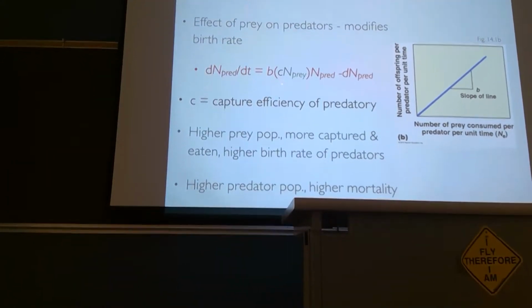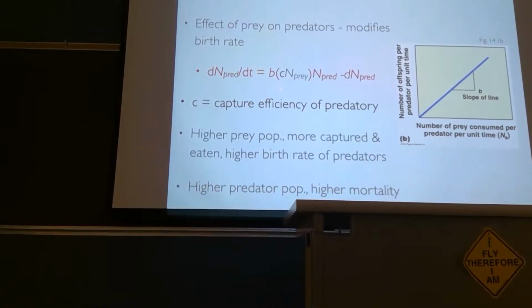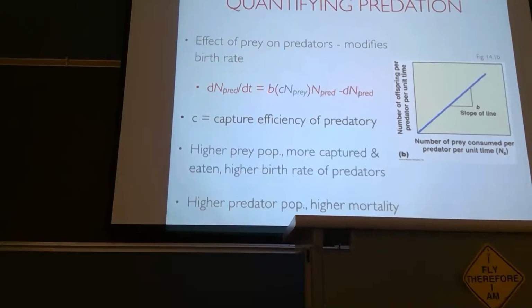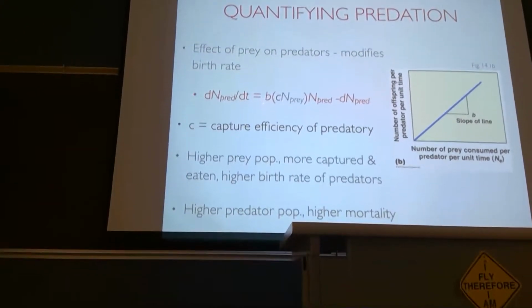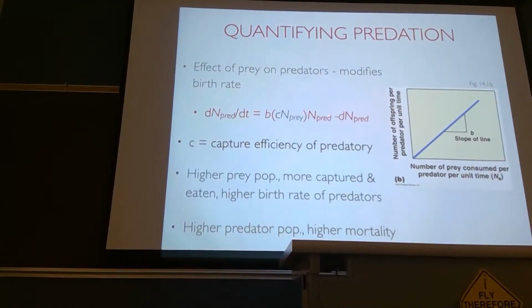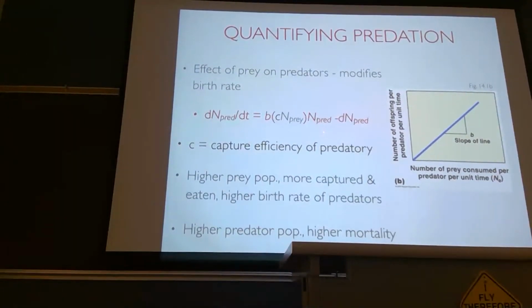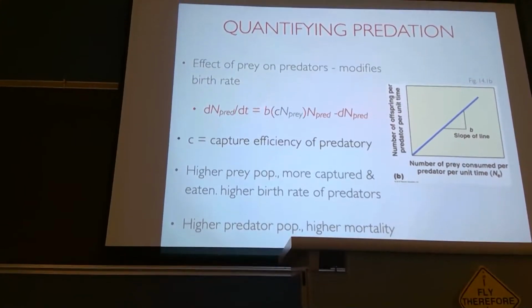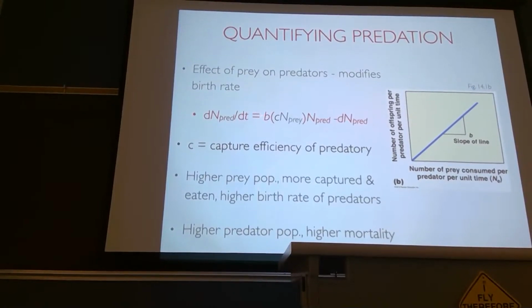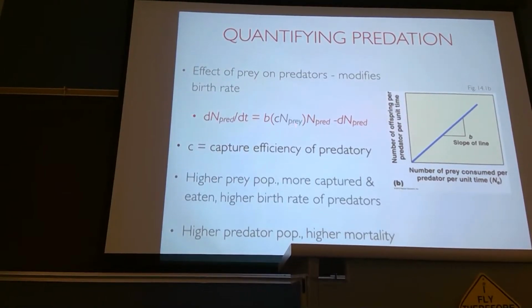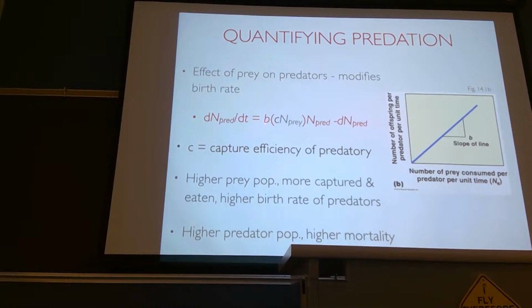The better your capture efficiency, the more you will eat, the more your birth rate will go up. The better you are at transforming food into babies, the bigger B is, the more your birth rate will go up. That's also dependent upon your current population size as a predator. This term essentially is R that we looked at in our last equation, the per capita growth rate. It's now dependent upon your capture efficiency, how many prey there are, and how efficient you are at turning prey into babies.